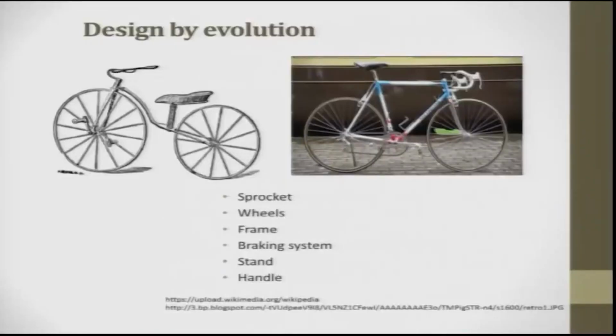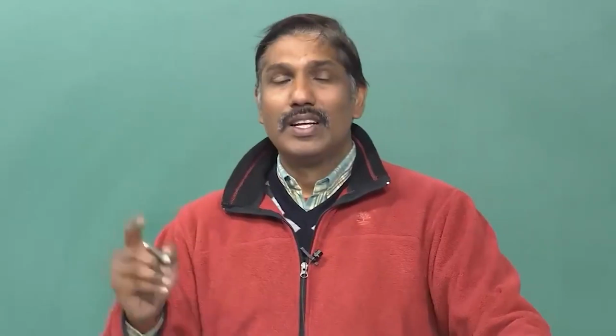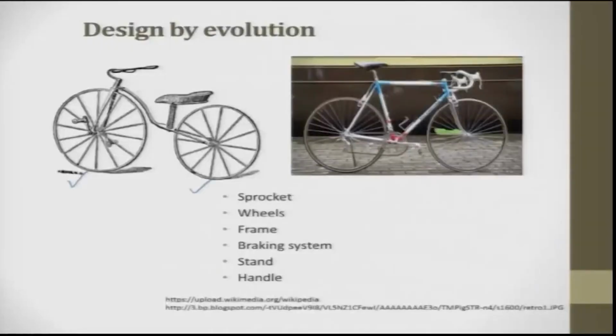The other example of design by evolution is the bicycle. Bicycles came in the 18th century, and through the 19th century the bicycle still maintained the same design. For example, it had two wheels, a place to sit, and a handlebar. The only change which happened was that the crank, which was at the front wheel, was shifted to this place.